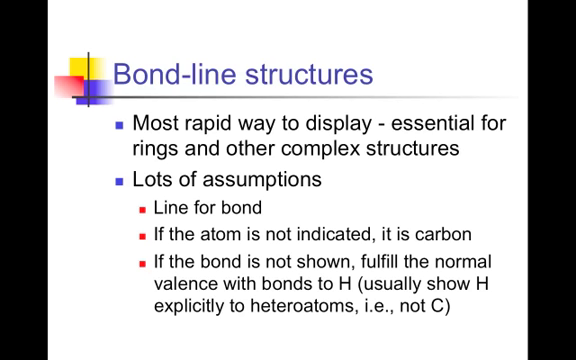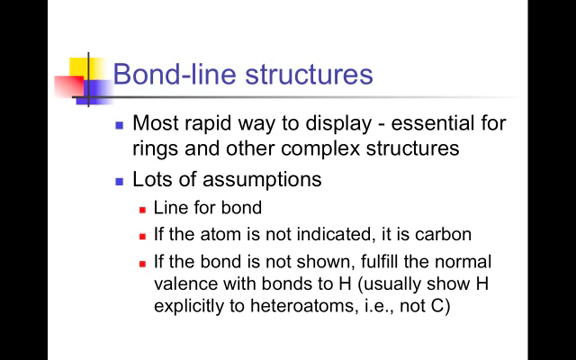Well, this is a nice way for typesetters, but there are even more efficient shorthand ways of looking at these, and that's the bond line structure. The bond line structure is an important thing for the student to begin to understand. As a matter of fact, it's the first spot where many students begin to really lose contact with the essence of organic chemistry, and so it's important to make the reading of bond line structure sort of second nature to you. This is the most rapid way to display structures, and it's essential for rings and complex structures.